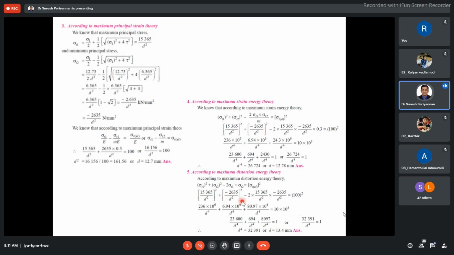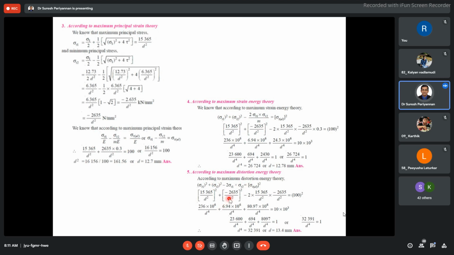Then finally, we come to what we discussed in the last class, the distortion energy theory. Based on the distortion energy theory, the equation is sigma 1 squared plus sigma 2 squared minus 2 sigma 1 sigma 2 equal to critical stress squared. The critical stress is nothing but the permissible limit. That is what we put equal.